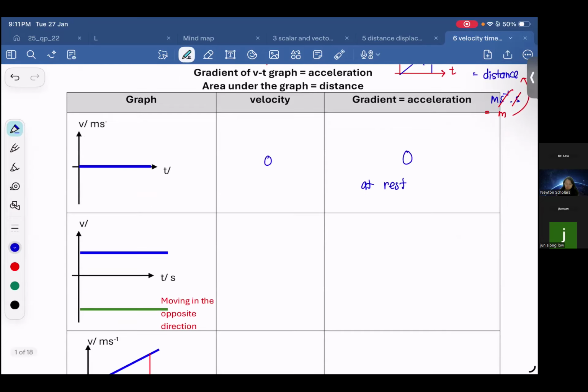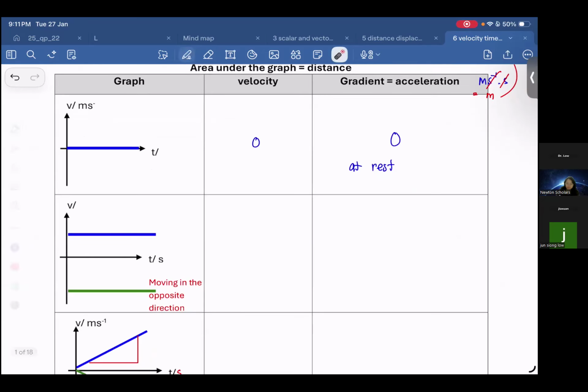Okay, next, second one. This one is actually I combine forward direction and opposite direction. I didn't split it out. Actually, these two, their motion are the same. For example, this one is 10 meter per second. Then this one is negative 10 meter per second. Just now we already learned velocity negative means opposite direction. So this one moves forward, this one moves backwards in opposite direction. But their motion is the same, okay?